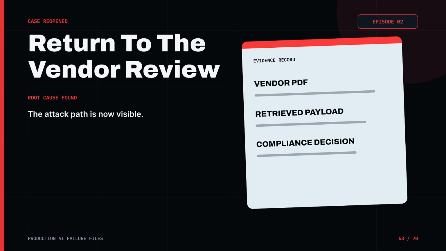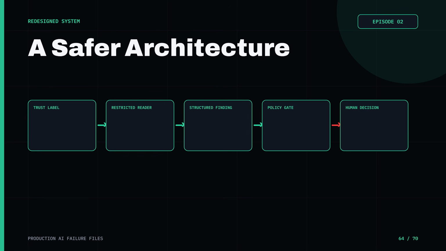Now return to our vendor review assistant. The fix is not simply to tell the model, one more time, to ignore instructions in PDFs. The vendor document should be marked as vendor-controlled. A restricted reader should extract claims and evidence without permission to approve anything. Company policy should come from a trusted source with higher authority. Deterministic checks should compare required controls against structured findings. Missing evidence should remain missing.